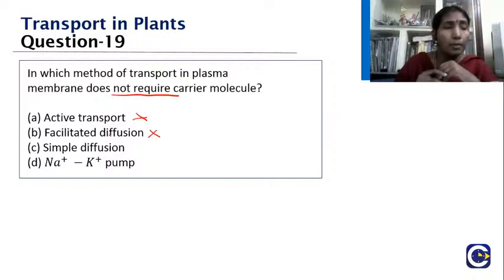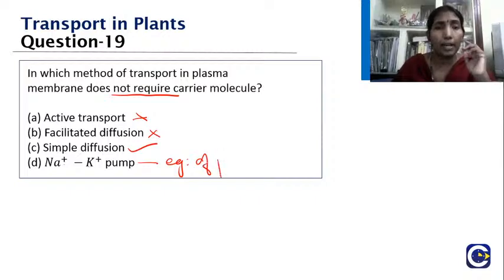So what about simple diffusion? Here it is the movement of molecules from a region of higher concentration to lower concentration. So the concentration gradient is what drives the movement of molecules. There is no energy and no carrier protein. So this would be the right answer, as no carrier molecule is required. What about the sodium potassium ATPase pump? It is an example of primary active transport.